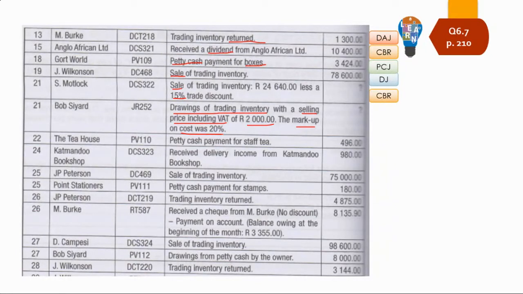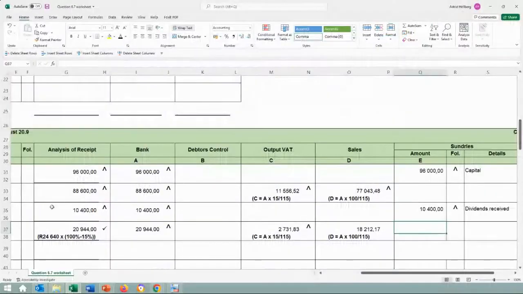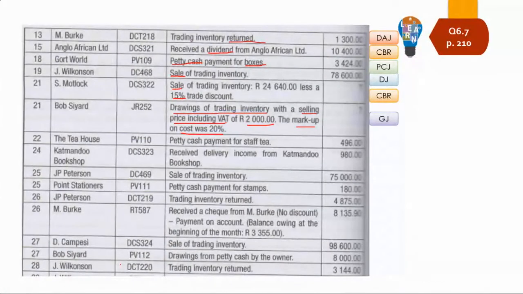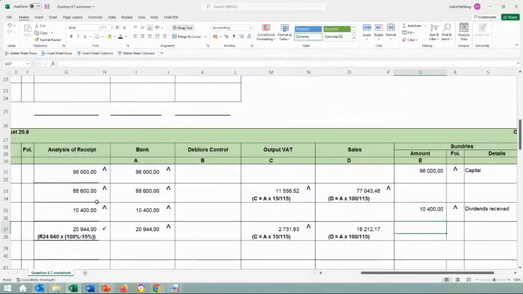If markup is on cost, remember your cost price is 100%. The markup would be 20%. That's your profit margin. And then our sales price would be 120. So let's go see how we actually capture that information. Sorry, just go back one. In our general journal.